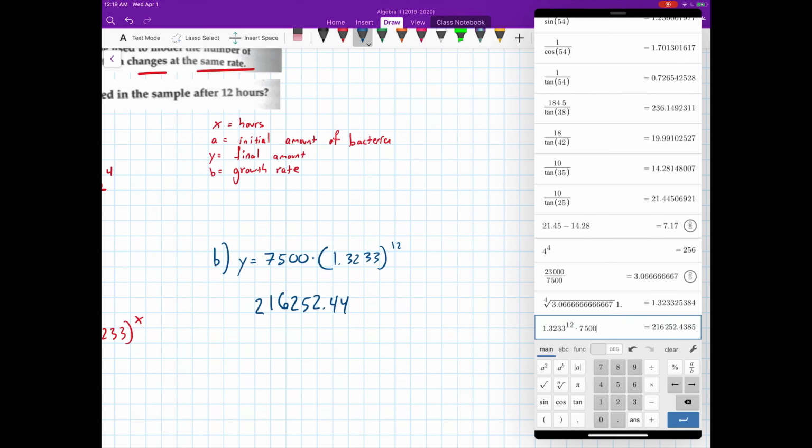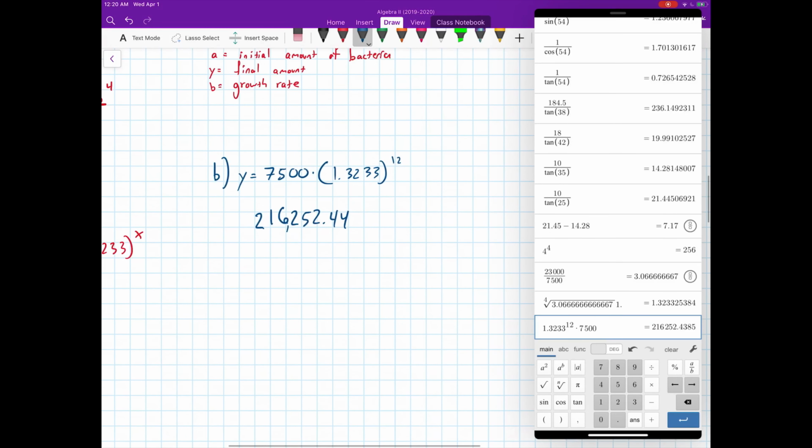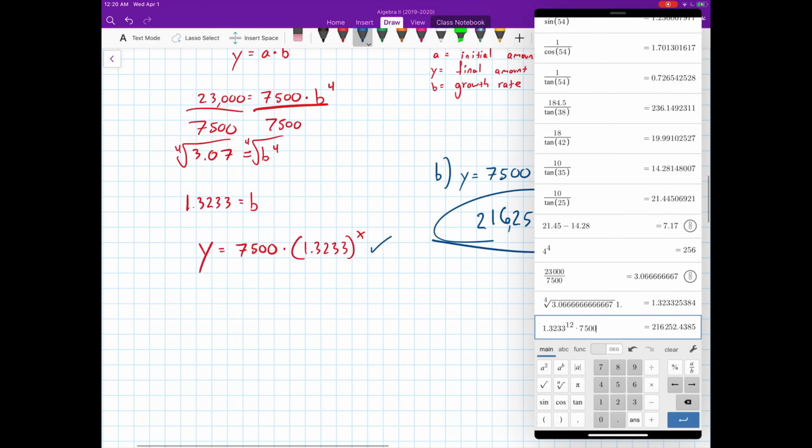Alright, so quite a bit of bacteria. You may have gotten a slightly different answer if you rounded to a different place than I did. But that is good. I'm confident there.